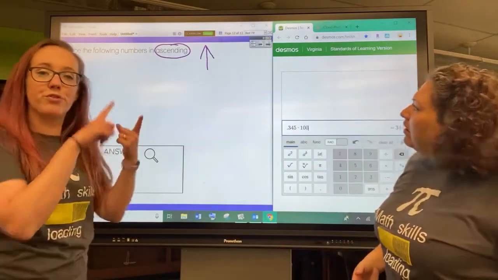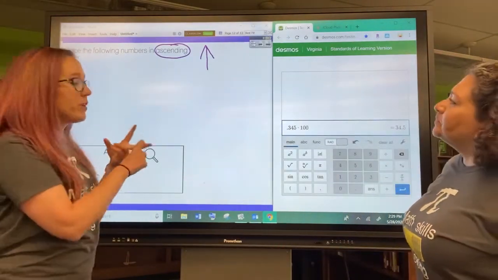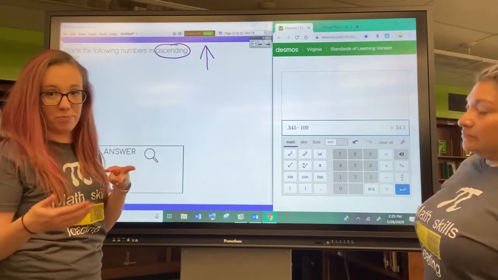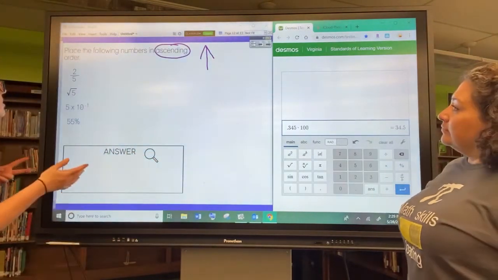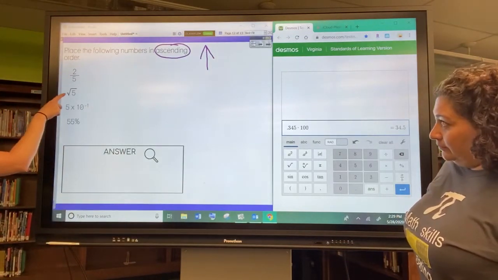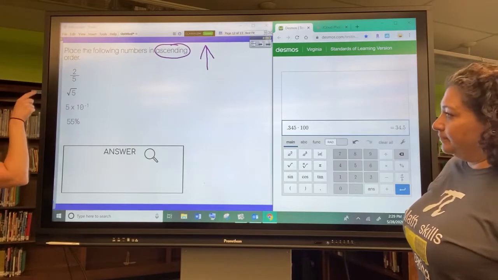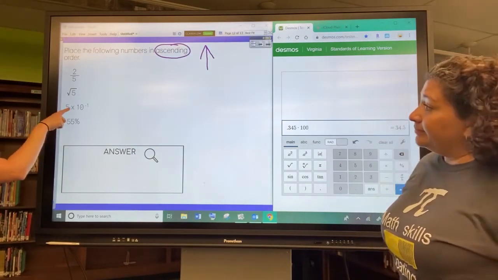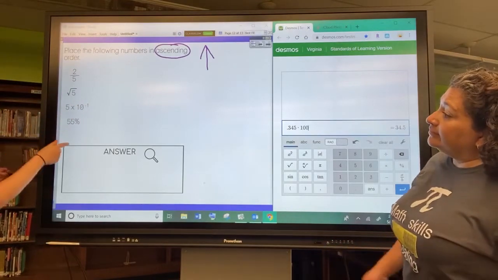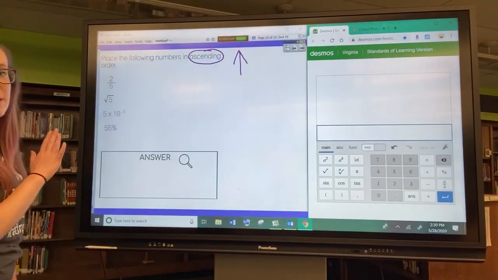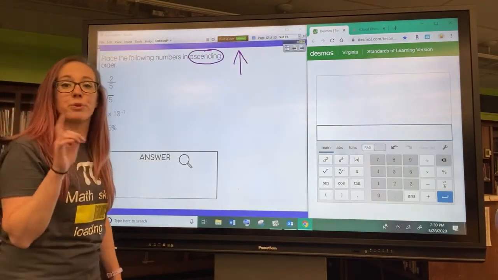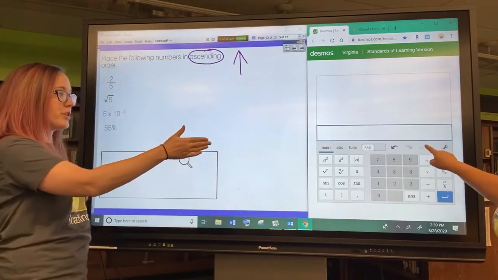Right. So once you found your key words, then we're going to make sure all of our numbers are in the same form. And if they're not, then we're going to put them in the same form. So we've got a fraction, 2/5, a square root of 5, a number in scientific notation, 5 times 10 to the negative 1, and a percent. Okay, so since these numbers are all different forms, we are going to change them all to percents, and we are going to use Desmos to do it.